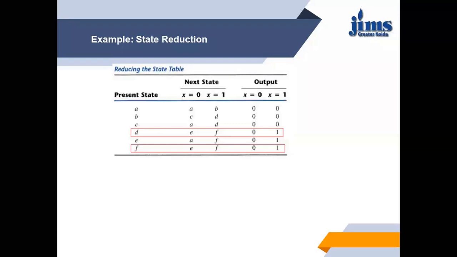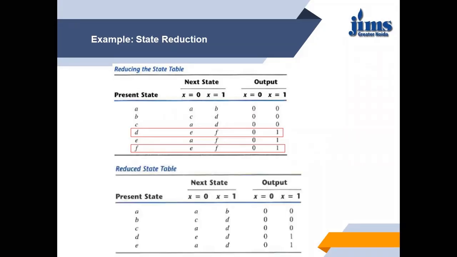Again, with this reduction, we can see that for D and F, the next state is E, F in both cases, and the output is again 0, 1. So we can say that state D and state F are equivalent. I can remove F from the state table, and where there is F, it will be denoted by D. The last state is removed because it is a redundant state. Here there are 2 Fs, so F will be replaced by D. So we get a table with 5 possible states.